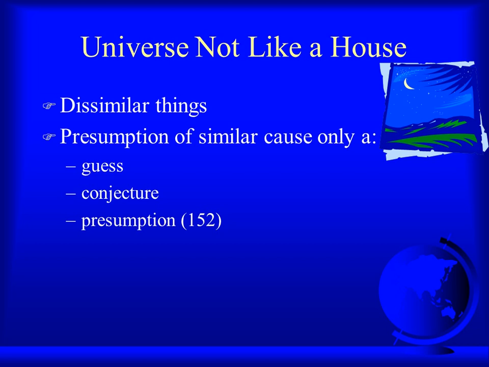And so he says the presumption that they're similar, that a house needed a designer so the universe needed a designer. Well, he says you're comparing apples with oranges here, two dissimilar things. So he says the presumption of a similar cause is only a guess, conjecture, presumption. So he says it's not a good analogy.